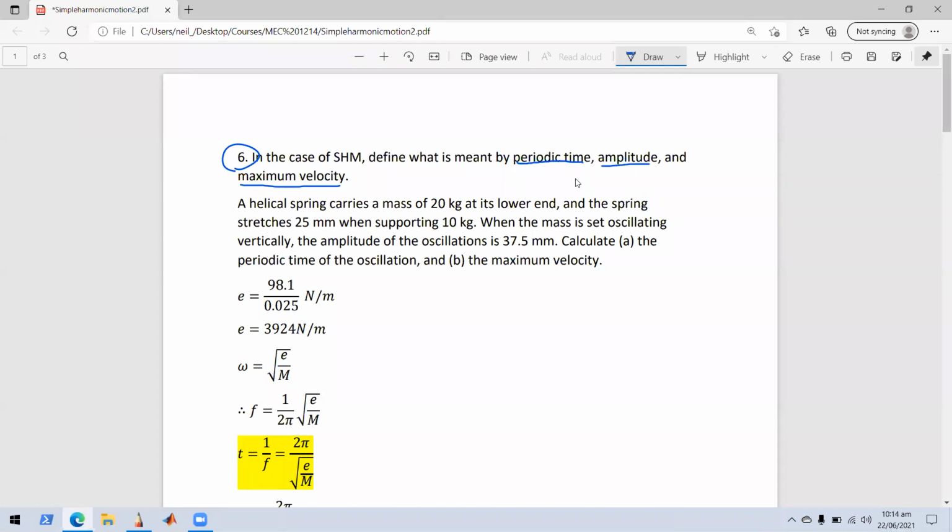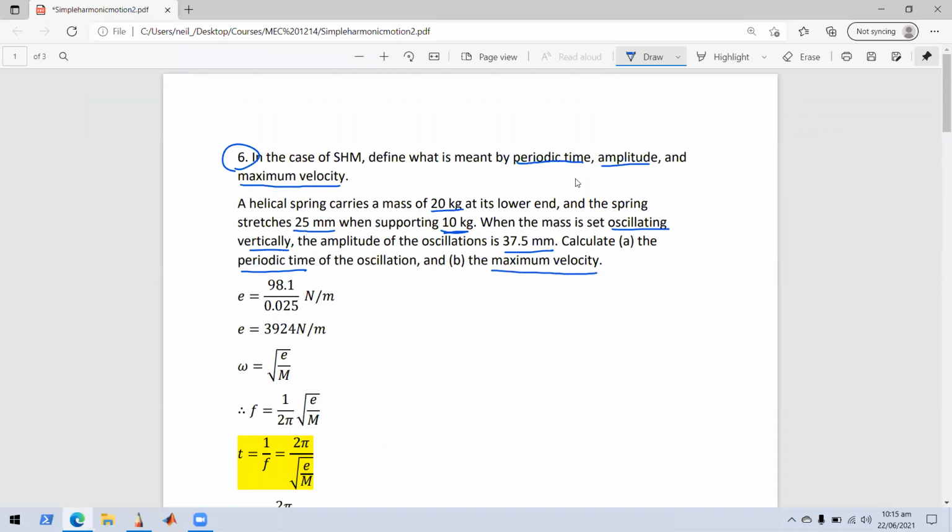So now it's time for the real part, the actual calculations. A helical spring carries a mass of 20 kg at its lower end, and the spring stretches 25 millimeters when supporting 10 kilograms. When the mass is set oscillating vertically, the amplitude of the oscillation is 37.5 millimeters. Calculate A, the periodic time of oscillation, and B, the maximum velocity.